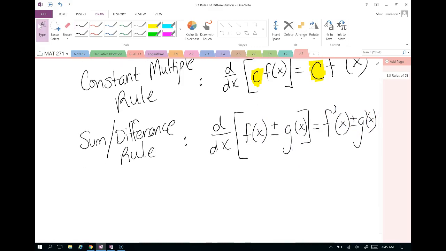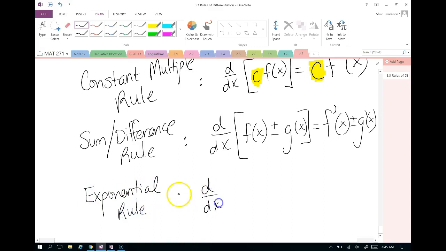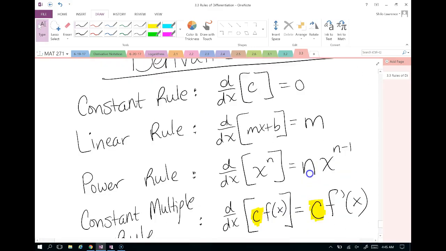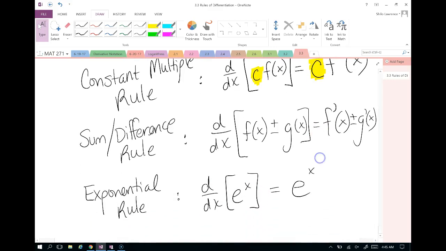And then the last rule was for exponentials. The derivative for e to the x is e to the x. So there's quite a few of them that we learned here. And we're going to learn even more. The best thing you can do is lots and lots and lots of practice. Lots of practice with these.